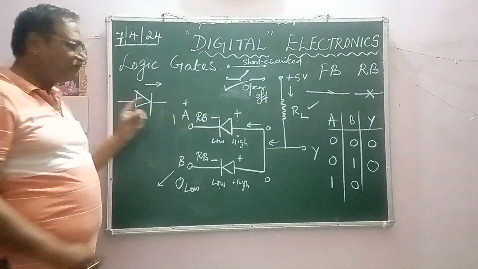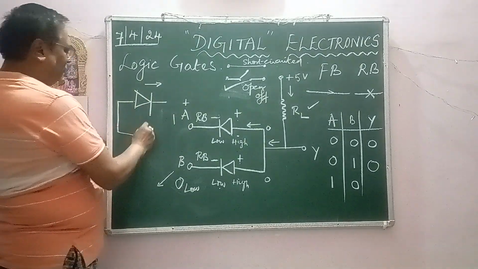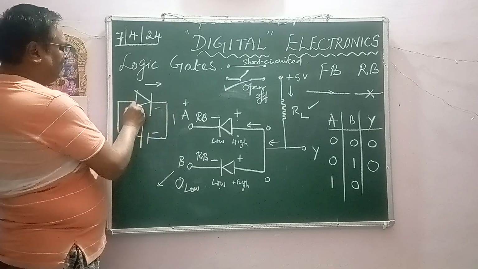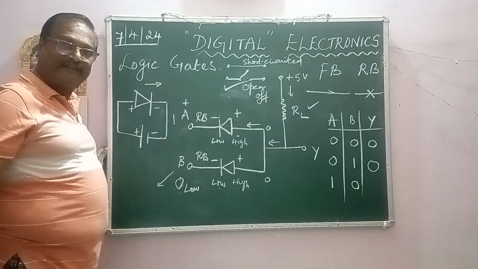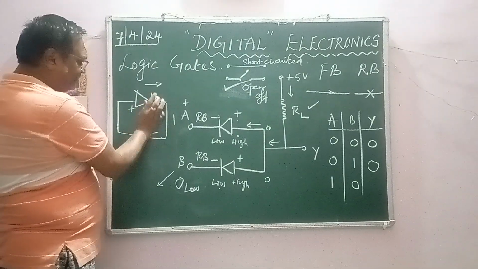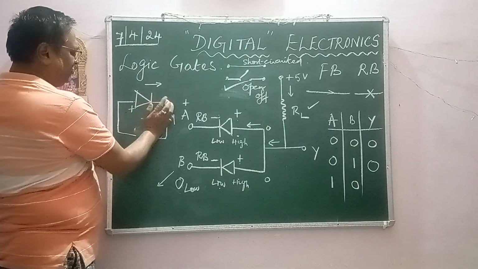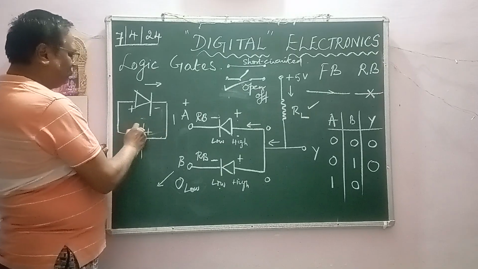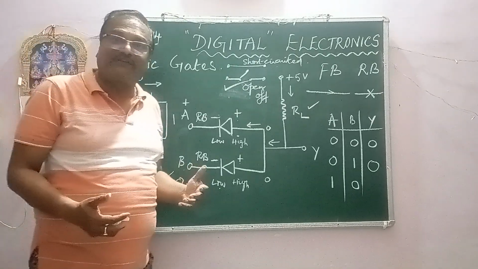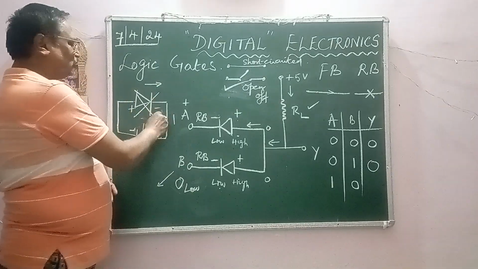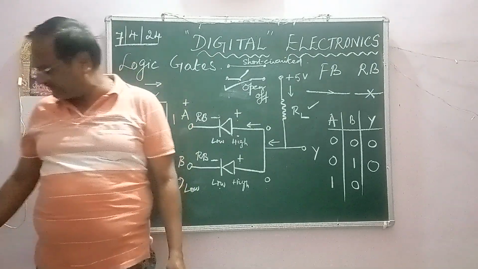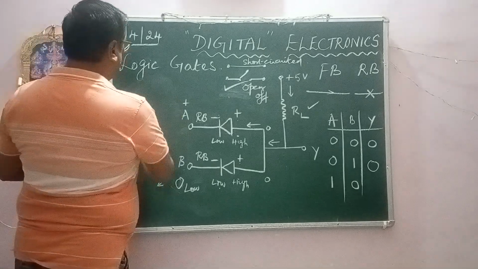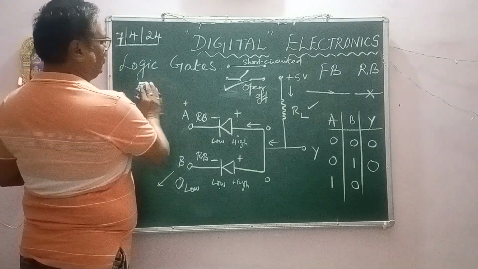Positive to positive, again I am drawing it for you. Positive to positive, negative to negative. This is called forward bias. Now I reverse it: positive to negative, negative to positive, then you will find that it is reverse bias and no current will flow through. This is the basic function of a PN junction diode, which is unidirectional in its nature.